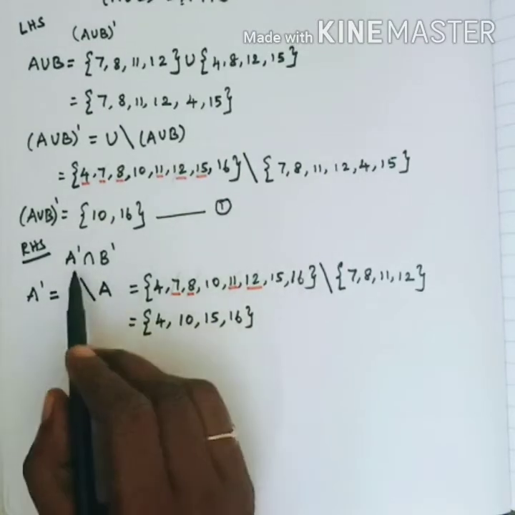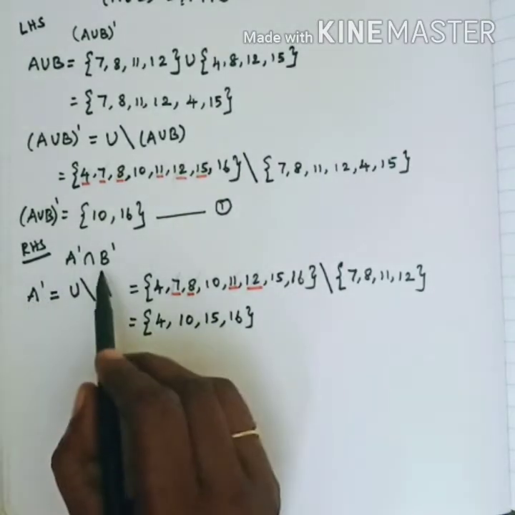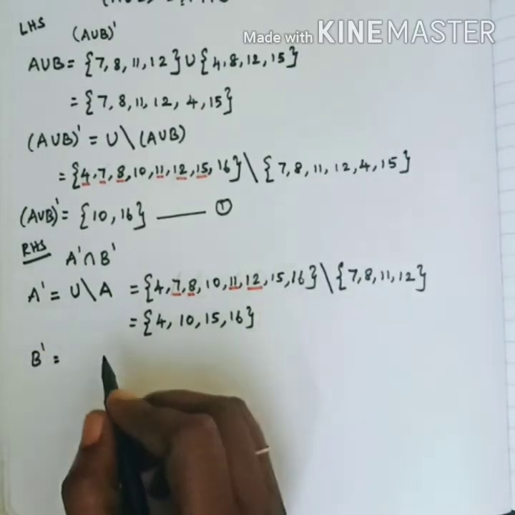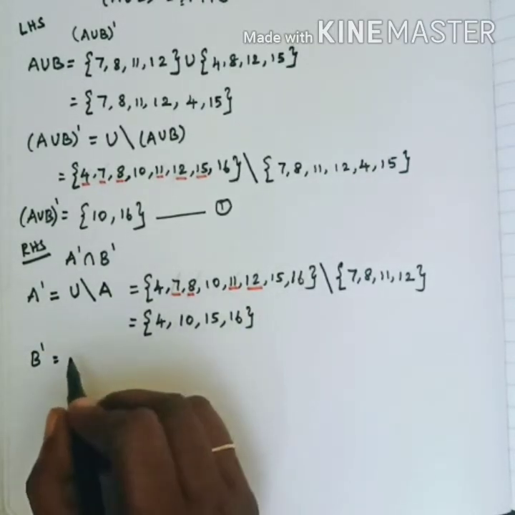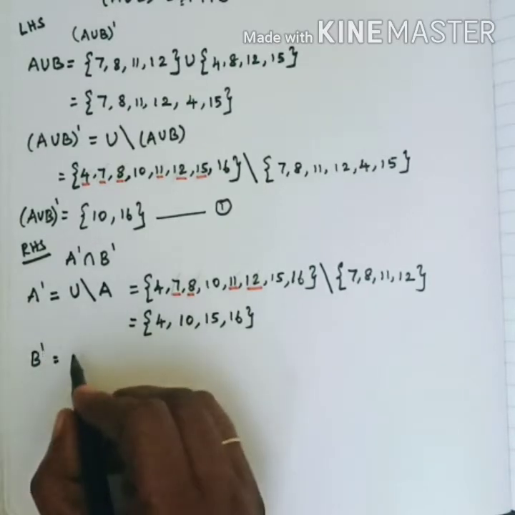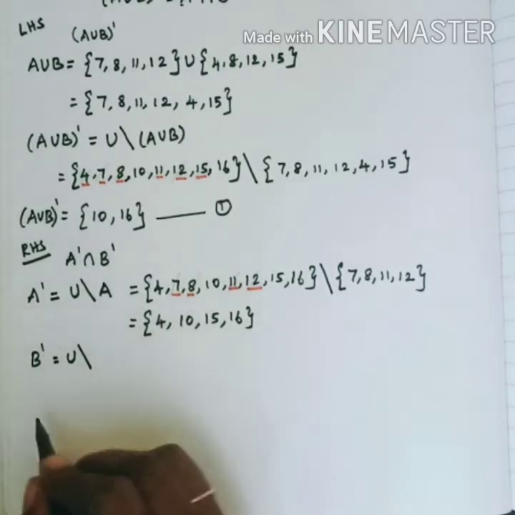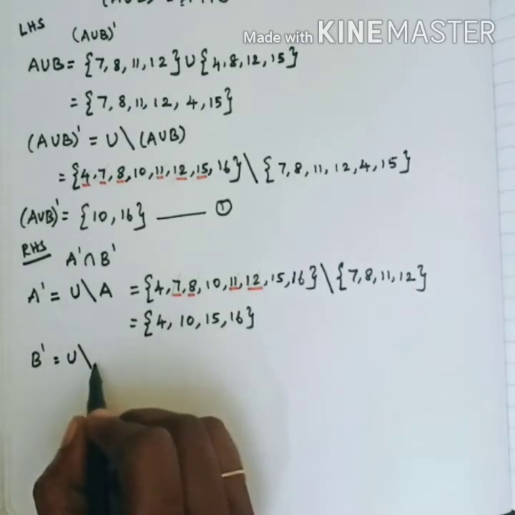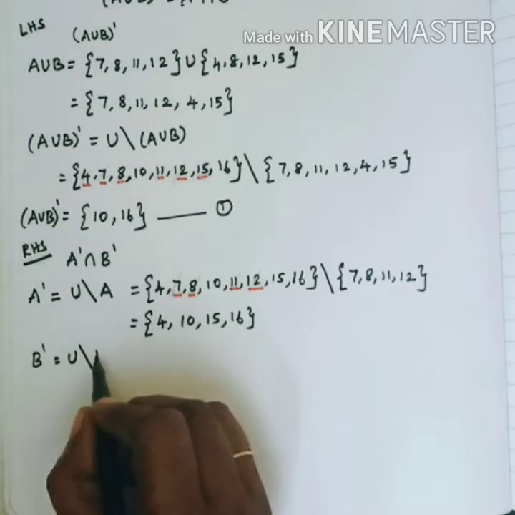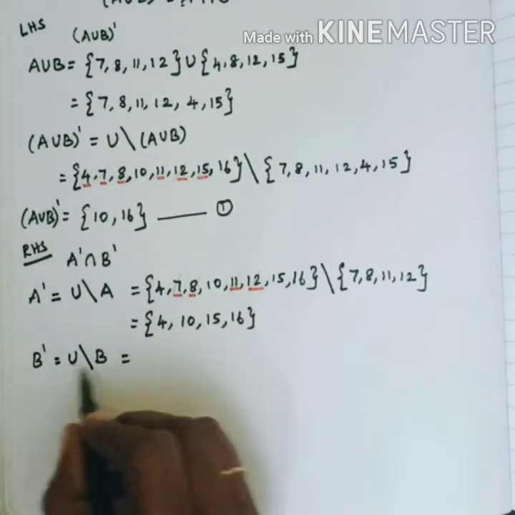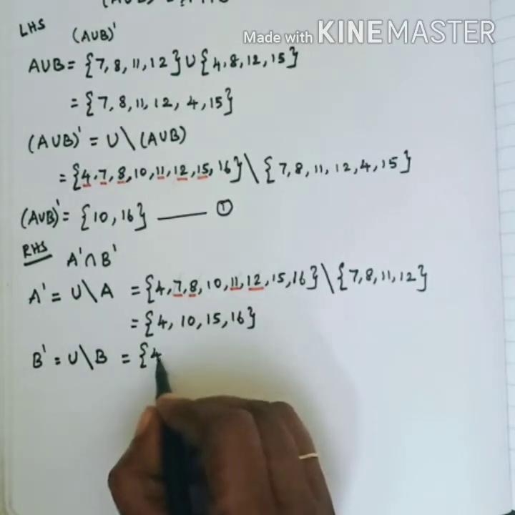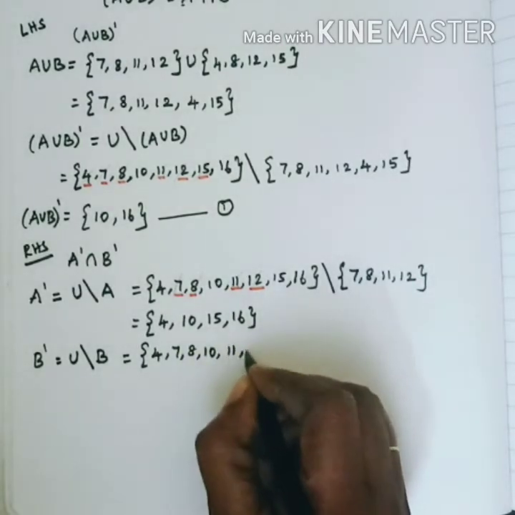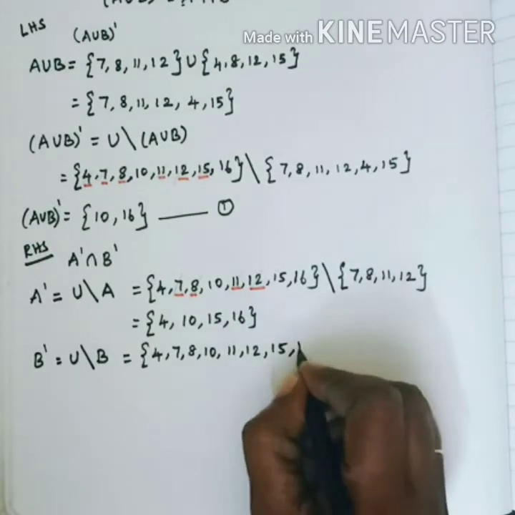Now we have found A dash. Now we have to identify B dash. B dash is equal to, how do you find? Whenever dash comes you have to use U slash. U slash, this set you have to put down. Okay, so U slash B, U means universal set. What is your universal set? 4, 7, 8, 10, 11, 12, 15, 16.